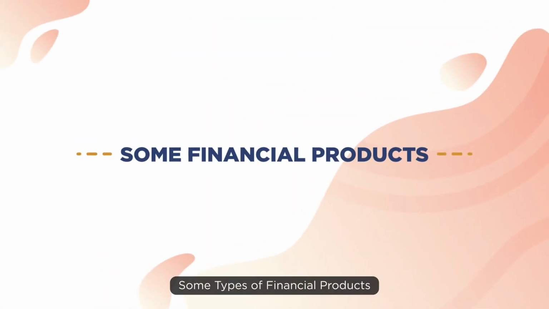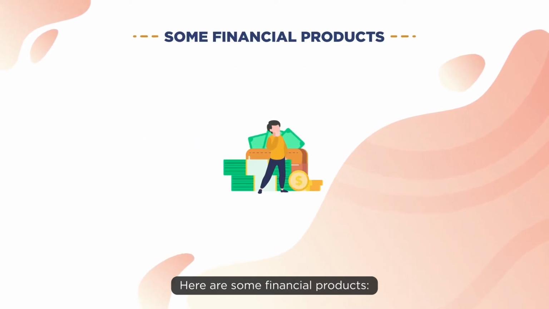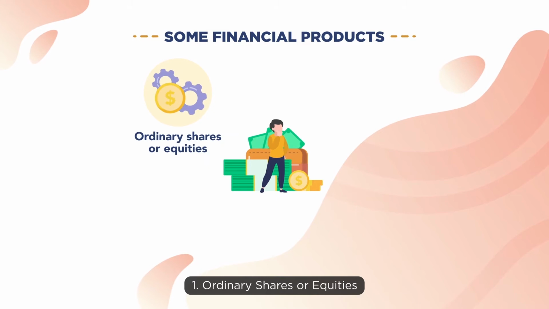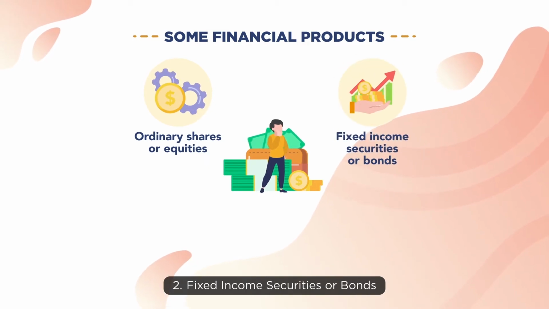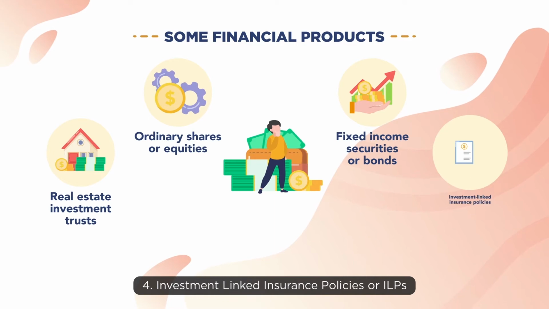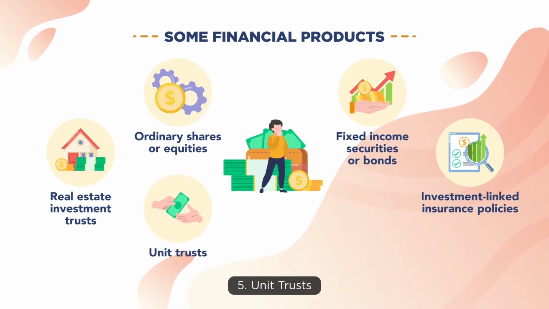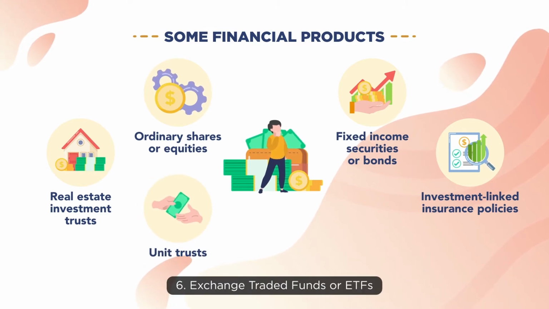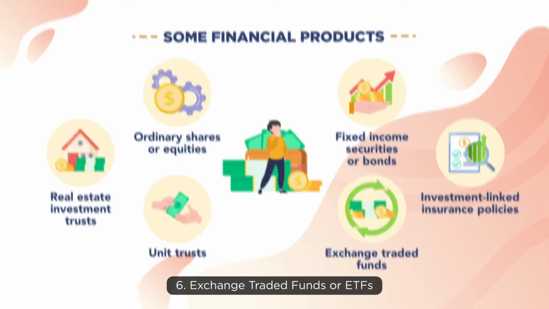Some types of financial products. Here are some financial products. 1. Ordinary shares or equities. 2. Fixed income securities or bonds. 3. Real estate investment trusts or REITs. 4. Investment-linked insurance policies or ILPs. 5. Unit trusts. 6. Exchange-traded funds or ETFs.